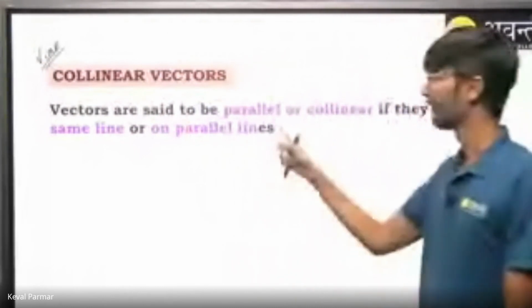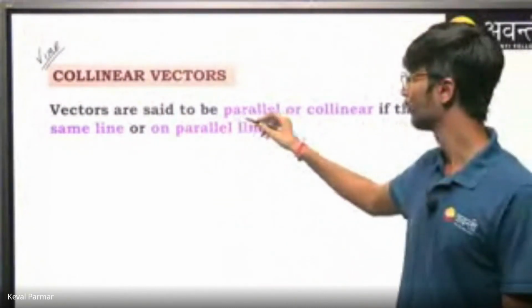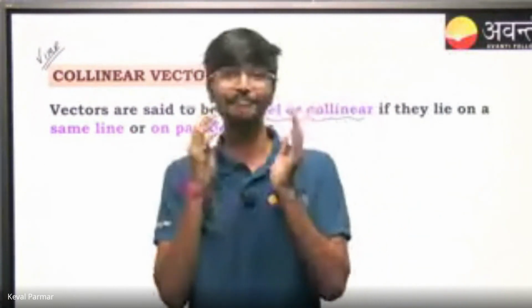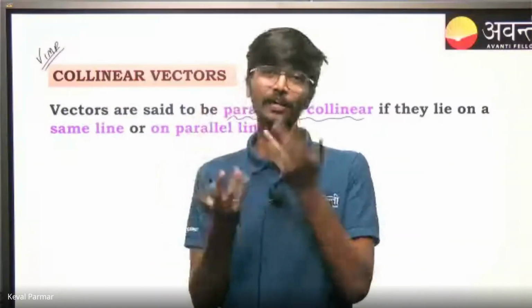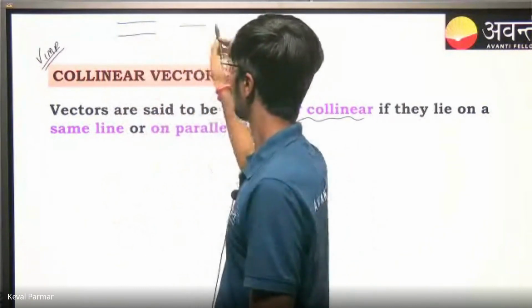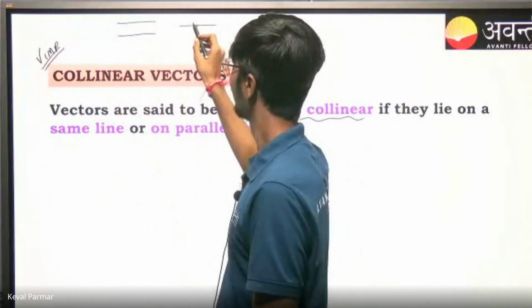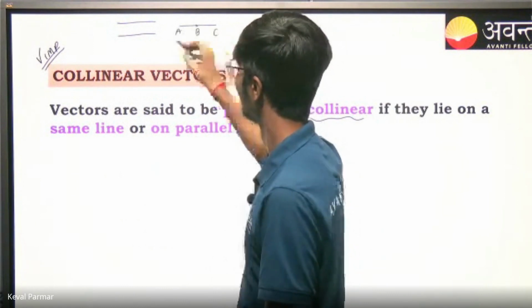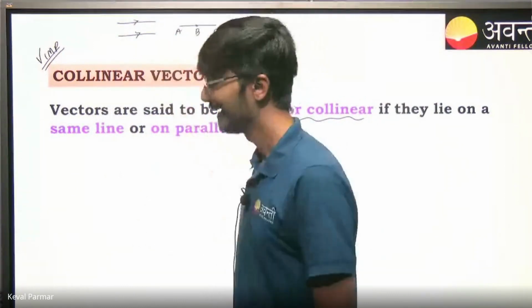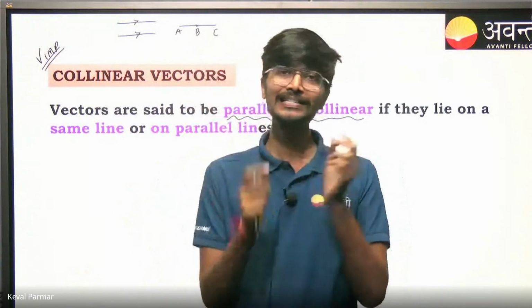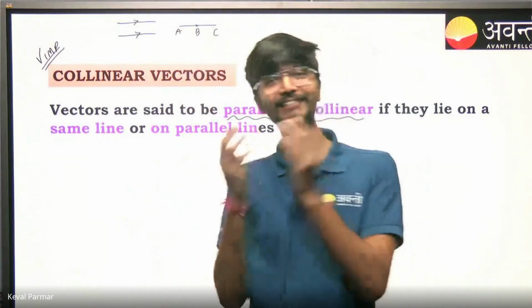Vectors are said to be parallel. Now please remember, generally parallel and collinear are not equal. Why? Because two parallel lines are like this, but two collinear lines, or collinear segments, are like this: points A, B, C. And these are two parallel lines. But in case of vectors, parallel and collinear mean the same thing because of free vector theory.